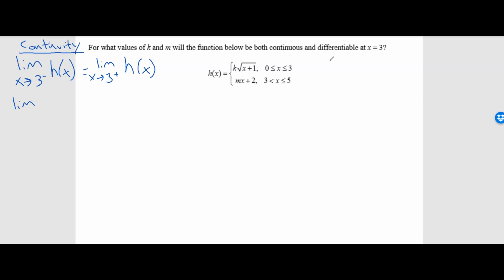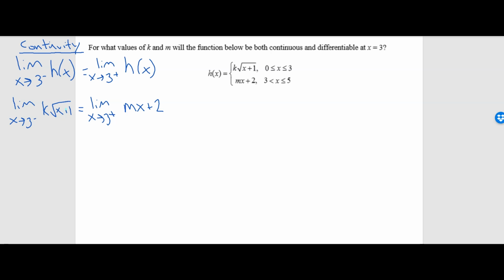Well, which part of h of x are we going to use as we approach from the left? That's going to be k times the square root of x plus 1. And as we approach from the right, we are going to use mx plus 2. So even though we have a bunch of different variables here, we can still use substitution to get two expressions for the answers of these one-sided limits. And here's what I mean by that.